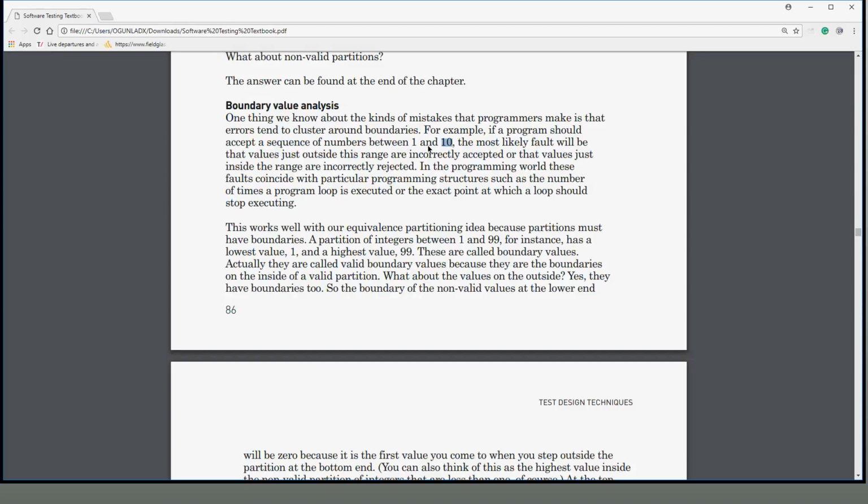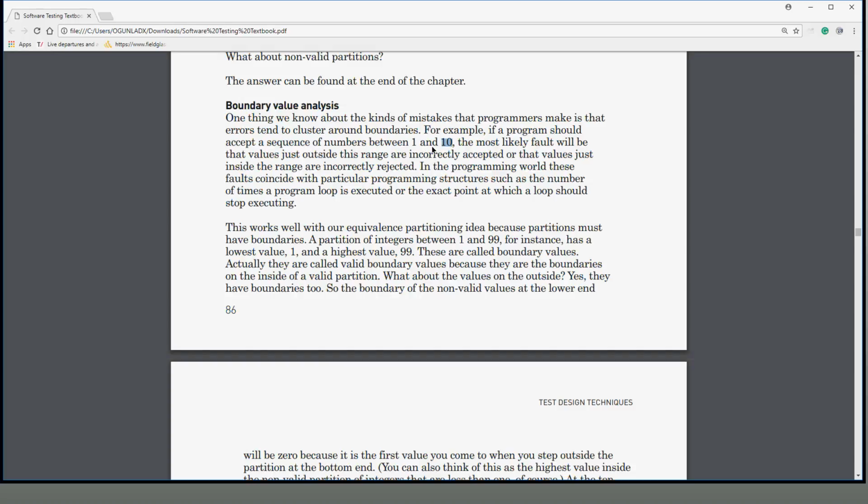So for you to test this application, you're going to need 6 data. One is 0, another one is 1, then 2, and 9, 10, and 11. What you're going to establish is that if you put 0, you should reject it. If you put 1, you should accept 1, and you should accept 2. Then you put 9 also. You should accept 9, you should accept 10, but you should reject 11. So that's how to do that, using that mechanism.